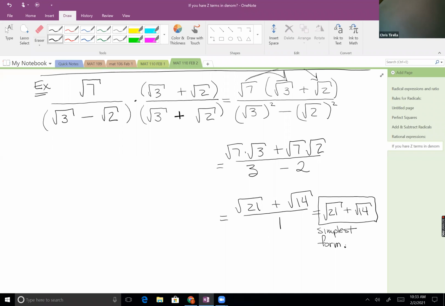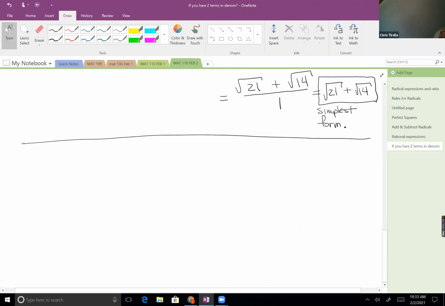So before we start looking at other radicals, I'm going to do one more, but actually I'm not going to do one more. You guys are going to do one more. Let's have you try 15 over 3 plus the square root of 17. And please go ahead and rationalize that denominator for me.